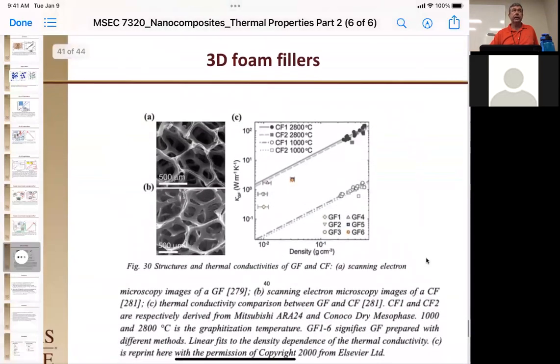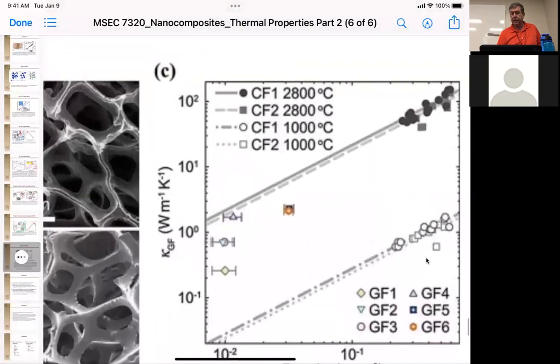Okay, and the last thing I want to talk about is 3D foam fillers. So these are usually metal foams. This particular one is graphene and carbon foam. So it's an amorphous carbon foam and a graphene foam. And what they do with that is they form this foamy matrix. They take it and sinter it at different temperatures. And so you see they have sintered at 1,000 and 2,800 degrees.